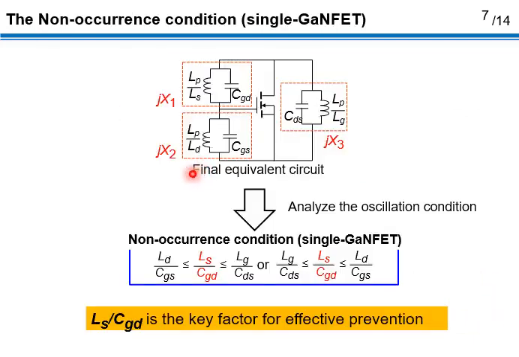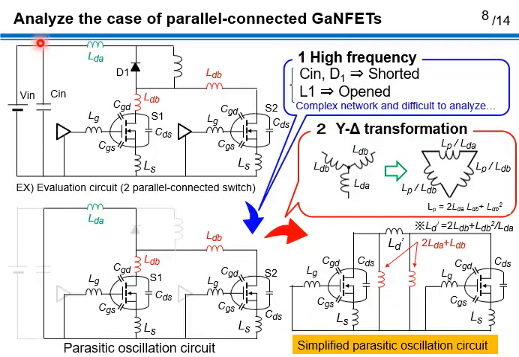The oscillation condition of the final equivalent circuit is expressed by the following condition. According to this condition, we found the ratio of common source inductance Ls and gate drain capacitance CGD is a key factor for effective prevention. Next, we consider the case of parallel connected GaN-FETs. To simplify the discussion, we focus on two parallel connected GaN-FETs.